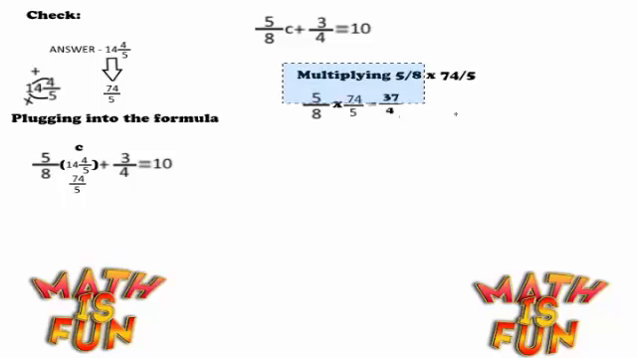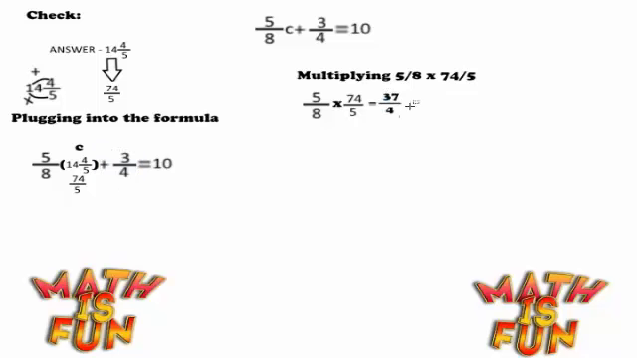So right here we would do that, and when you multiply 5 over 8 times 74 over 5, you would get 37 over 4. So that's the product of 5 over 8 and 74 over 5. So once you've got that, you will want to add the rest. You will want to solve the problem, which will be adding 3 over 4 to 37 over 4.